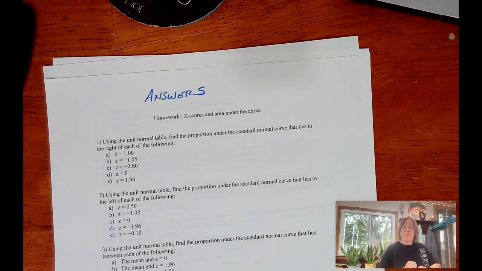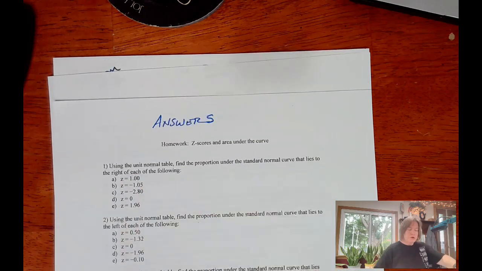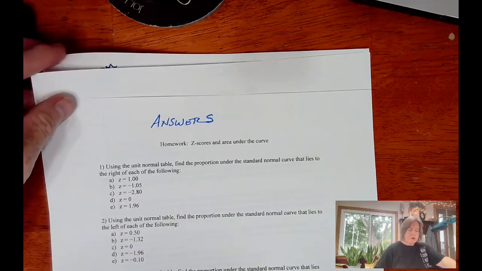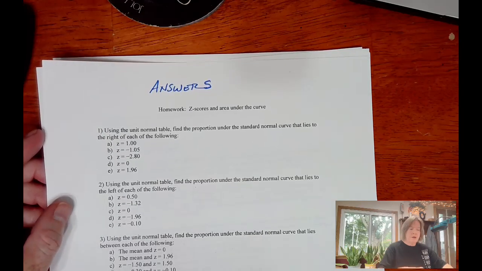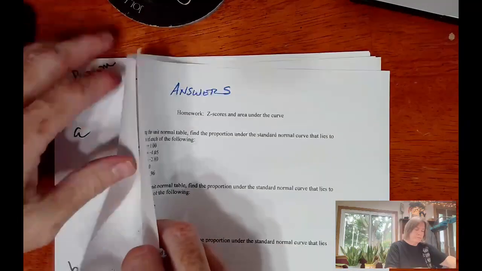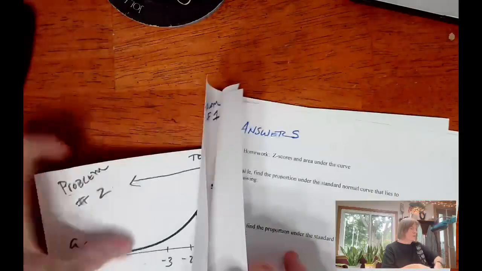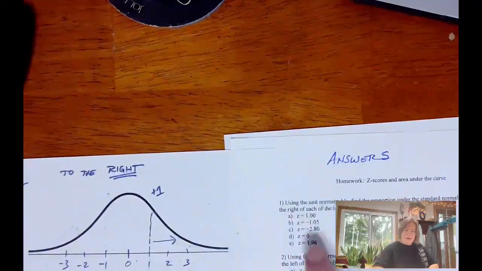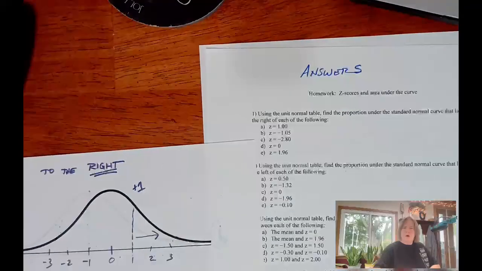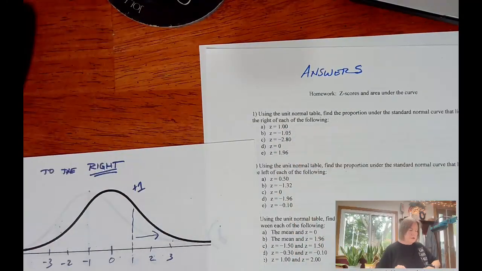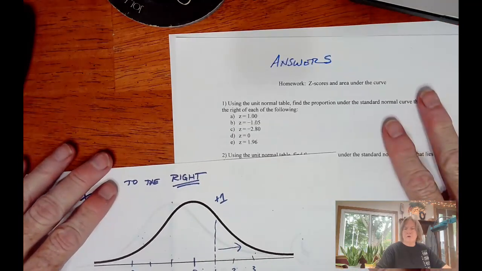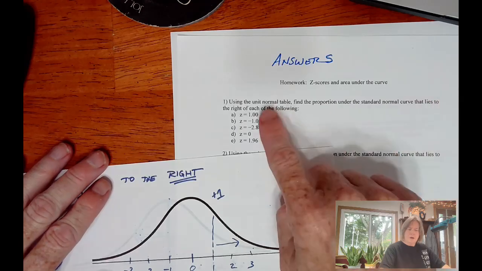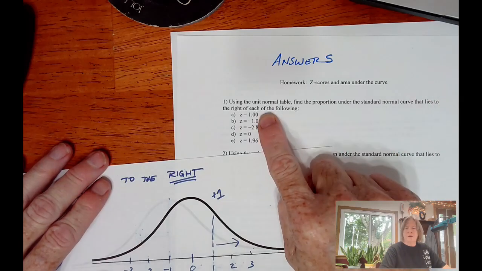Okay, so this is for problem 1. Using the unit normal table, find the proportion under the standard normal curve that lies to the right of each of the following. What we're looking for here is an area that is to the right of whatever the value is. On this first one, what proportion under the curve is to the right of a z of 1?